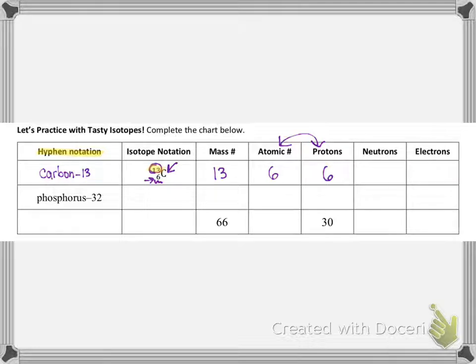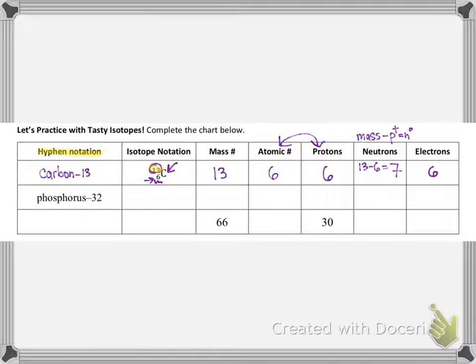Now, to find the neutrons, all you have to do is take the mass. Because remember, the mass is equal to protons plus neutrons. So if you take the mass minus the protons, that's how you're going to get the neutrons. So of course, if you have a mass of 13 and you have 6 protons, you sure as heck better have 7 neutrons. And because it is electrically neutral, we will have the same number of electrons as protons. So carbon, without a charge, has 6 electrons.